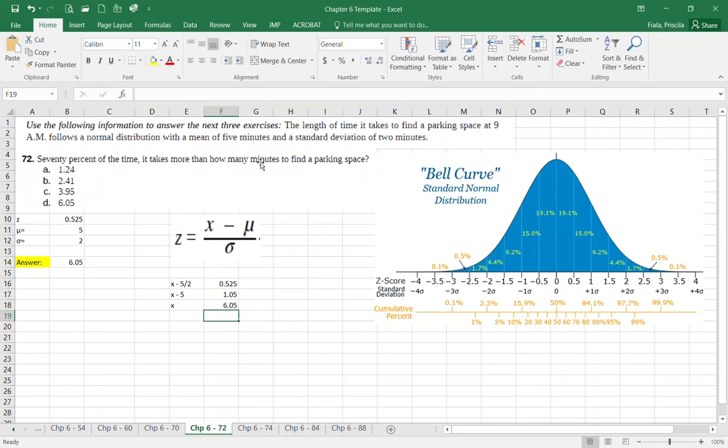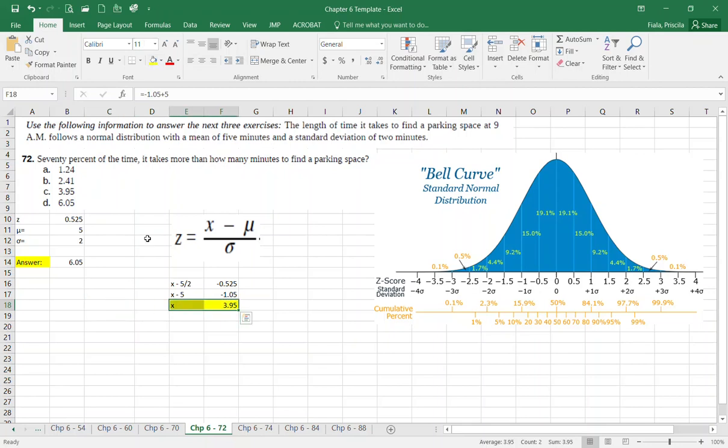because I'm looking for more than. So if you just change here to minus, now you're going to have a minus 1.05, correct? Because you're going to multiply both sides by 2. So x minus 5, and then the 2 times minus 0.525 is minus 1.05, and then x now is going to be minus 1.05 plus 5, which is 3.95, which is C and not D.